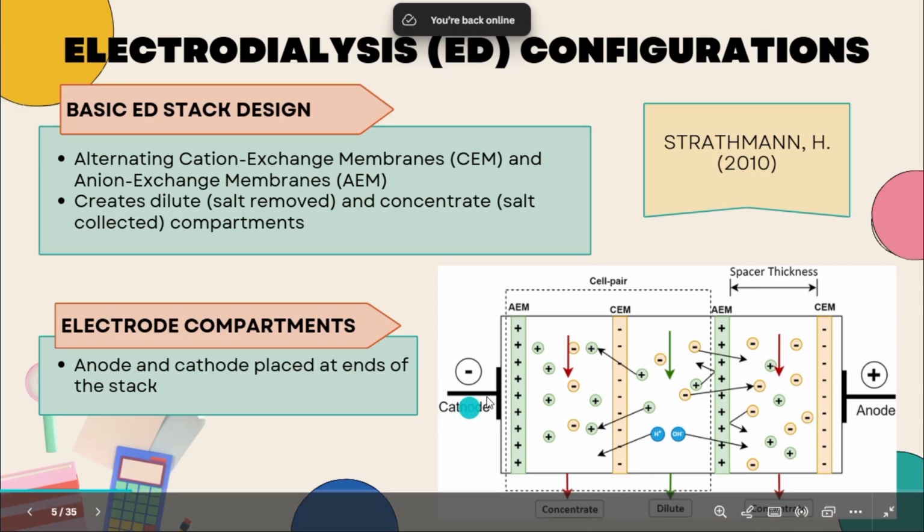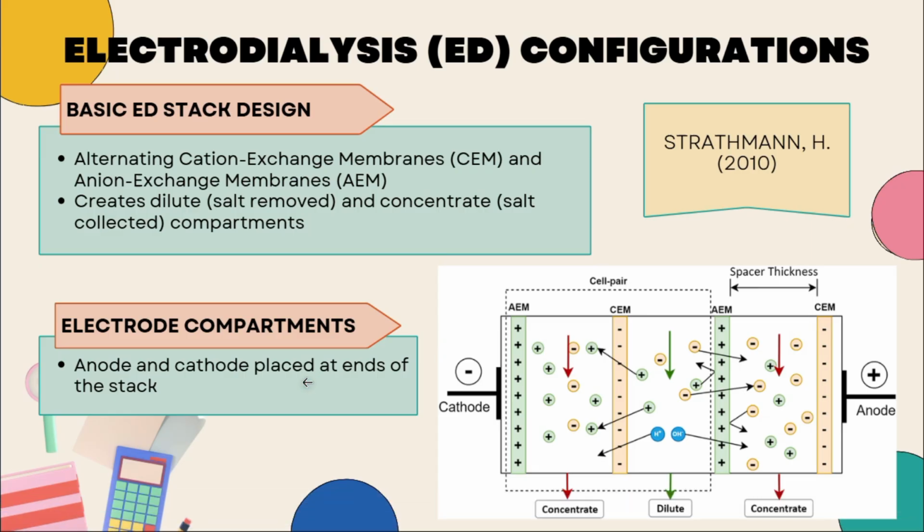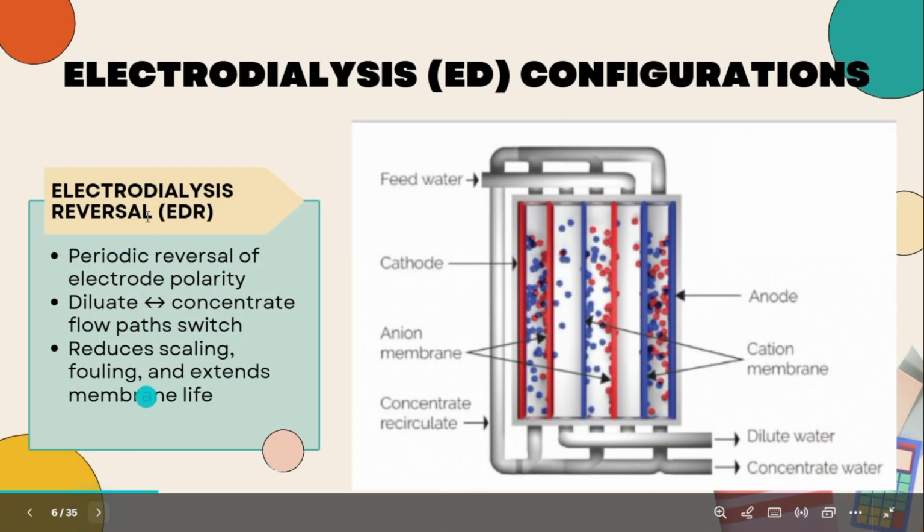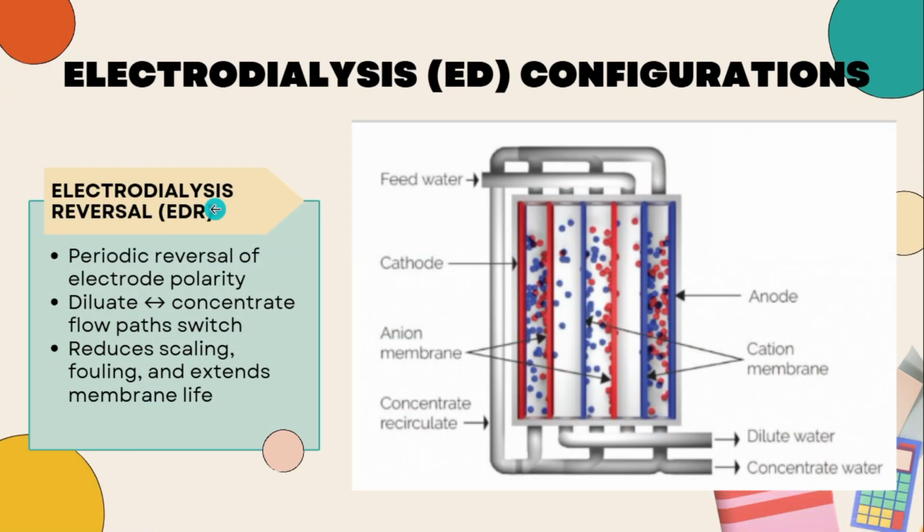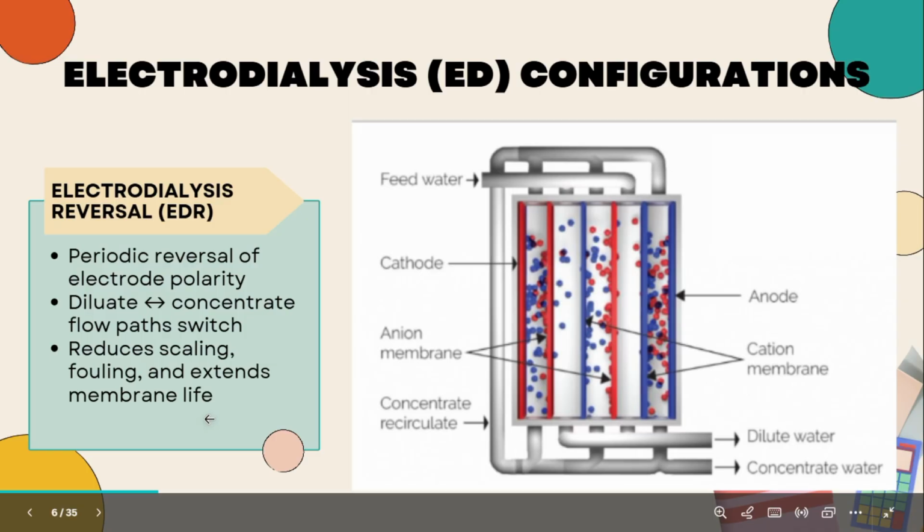At both ends of the stack, there are electrode compartments containing the anode and the cathode. These electrodes create the electric field that drives ions across the membrane. Lastly, we have a popular configuration called electrodialysis reversal, or EDR. In EDR, the system regularly switches the polarity of the electrodes. This causes the dilute and concentrate parts to swap. This helps minimize fouling and scaling, which helps the membranes last longer and the system run more efficiently.